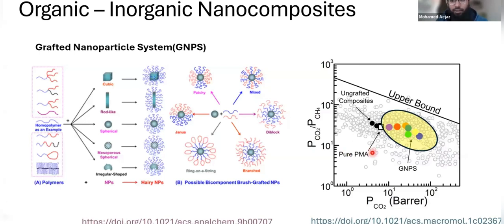So this is your pure PMA. It has a low permeability but high selectivity, but you want to achieve higher permeability. And once you add nanocomposites, then you push this point to here. So you achieve higher permeability while also maintaining high selectivity. So that's the whole point.